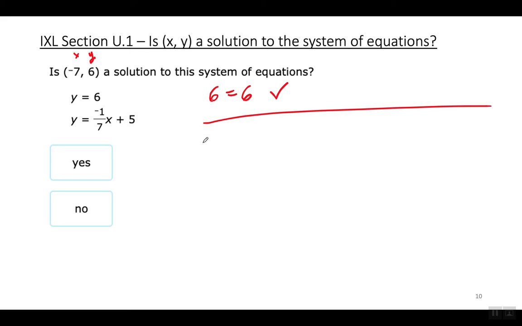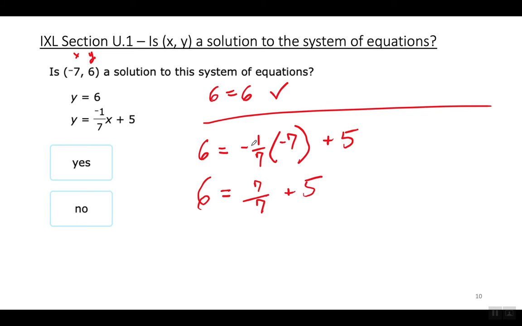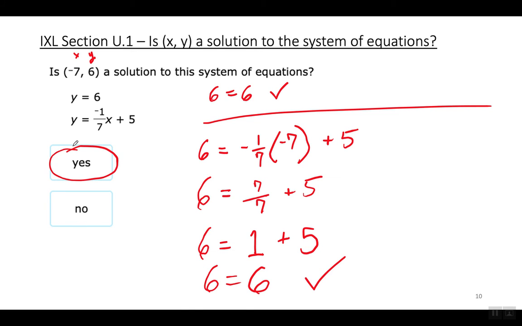Now, on the bottom, I'm going to have 6 equals -1 over 7 times -7 plus 5. When I multiply the fraction with the whole number, I'm going to get +7 over 7 plus 5, because a negative times a negative equals a positive, and 7 times 1 is 7. So 6 equals 7 divided by 7, which is 1, so 6 equals 1 plus 5, so 6 equals 6. So it works on both equations. So yes, this is a solution to this system of equations.